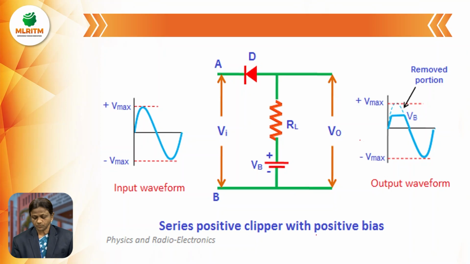The negative terminal of the external voltage VB is connected to ground. So in series positive clipper with positive bias, during the positive half cycle, terminal A becomes positive and terminal B becomes negative. When terminal A becomes positive, the positive terminal is connected to the cathode of diode D, so diode D is in reverse bias. In this circuit there are two voltages: one is the input voltage VI, the second is the biasing voltage VB. So due to VI, diode D is in reverse bias.